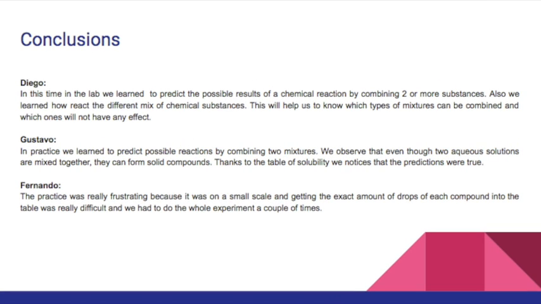This time in the lab, we learned to predict the possible results of a chemical reaction by combining two or more substances. Also, we learned how to react to different mixes of chemical substances. This will help us to know which types of mixtures can be combined and which ones will not have any effect. We learned to predict possible reactions by combining two mixtures. We observed that even though two aqueous solutions are mixed together, they can form solid compounds. Thanks to the table of solubility, we noticed that the predictions were true.